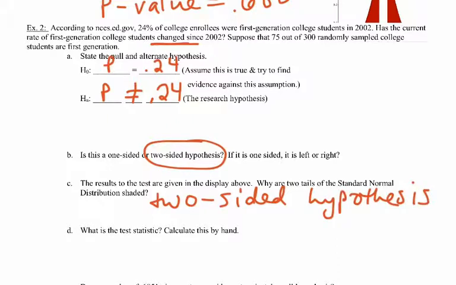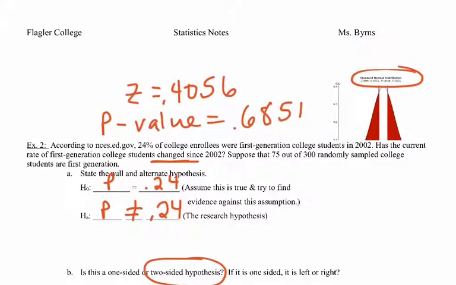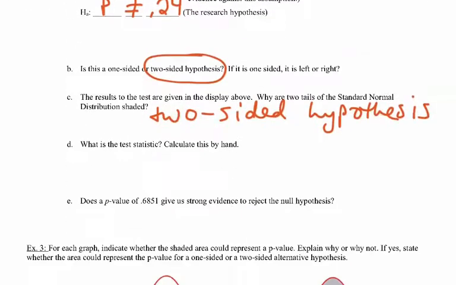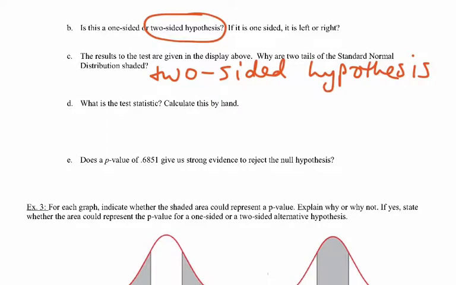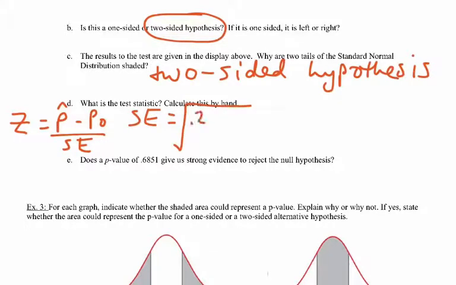Now it says, what is the test statistic? And it says to compute this by hand. I know the test statistic was 0.4056, but just for practice, let's go ahead and compute this by hand. Remember, to calculate the test statistic, my formula is p hat minus p naught divided by the standard error. I'm going to compute the standard error first. The standard error would be the square root of 24% times 1 minus 24%, divided by n, and we surveyed 300 students.